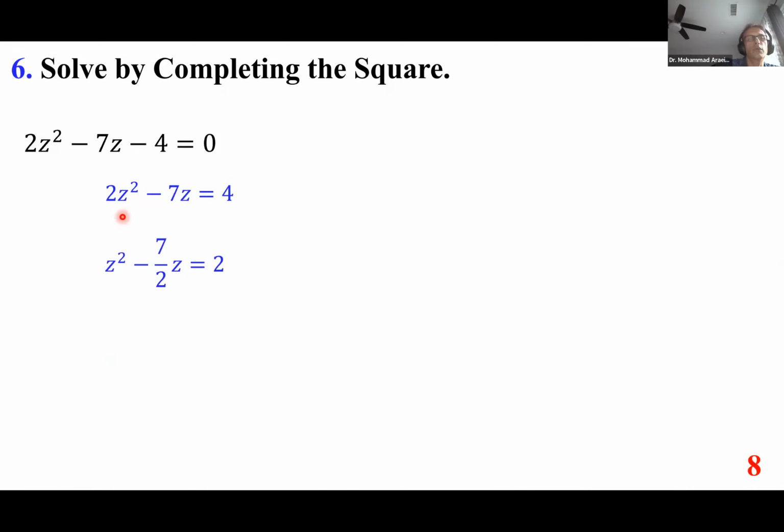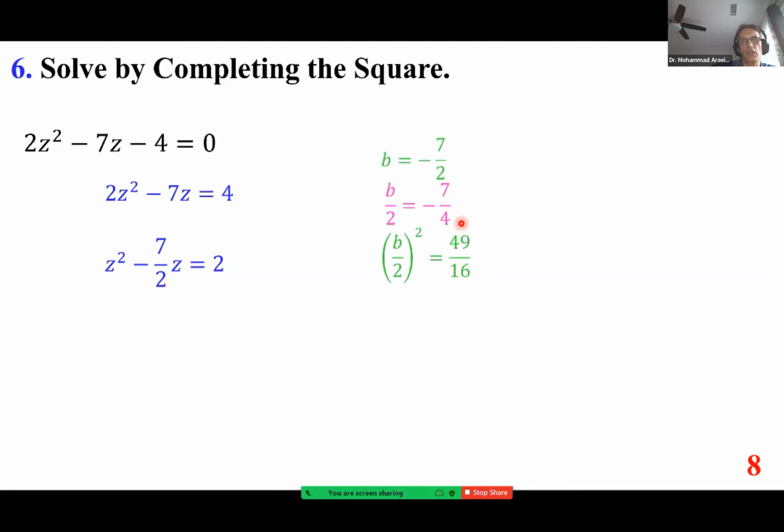This is b. We want half of that. Half of a fraction, you multiply the denominator by 2, so minus 7 over 4. And then square that, positive 49 over 16. So this is the process. Again, because it's a fraction, half of that means multiply the bottom by 2. Square it, negative goes away, 7 becomes 49, 4 becomes 16. We will add that to both sides.